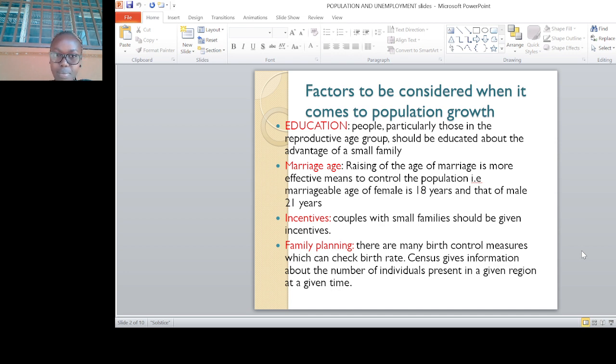Number three, incentives. Couples with small families should be given incentives. Number four, family planning. There are many birth control measures which can check birth rate. Census gives information about the number of individuals present in a given region at a given time.